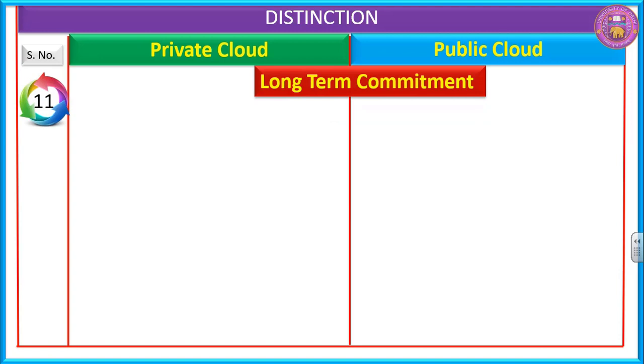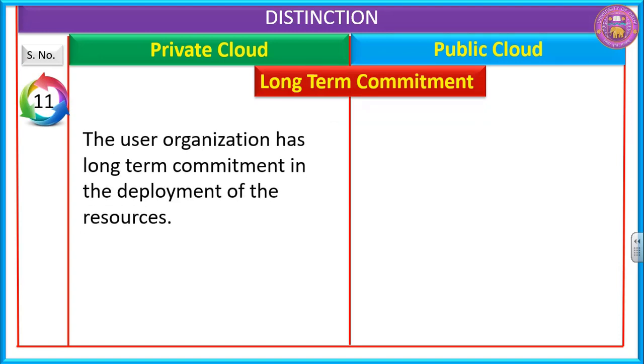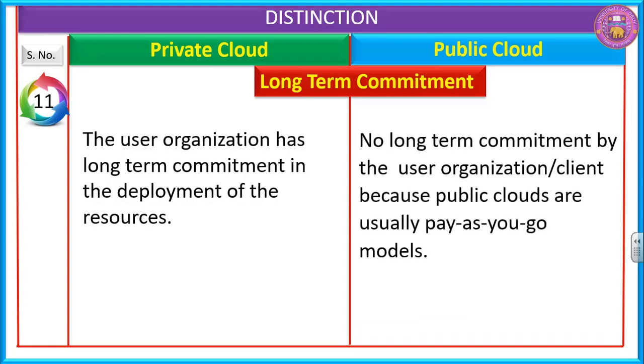Eleventh, long-term commitment. The user organization has long-term commitment in the deployment of the resources. In case of public cloud, there is no long-term commitment by the user organization or client because public clouds are usually pay-as-you-go models.